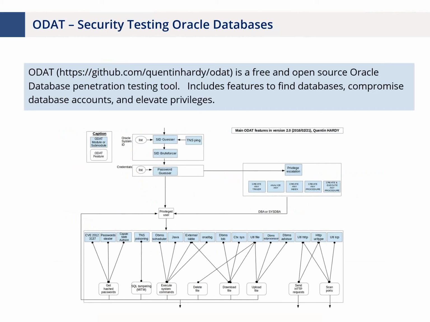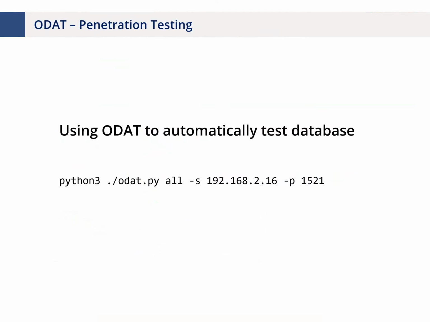If you go to the right from the password guesser, there's privilege escalation. If you get a lowly privileged account, let's say it just has create session, it will go through a number of security vulnerabilities and actually try to exploit them to raise the permissions to DBA or SysDBA. So again, it's a very functional tool intended for security testers, but it's an interesting thing for a DBA to run against your database, because this is what somebody else is going to be running. This is how they're going to try to hack in and get into you.